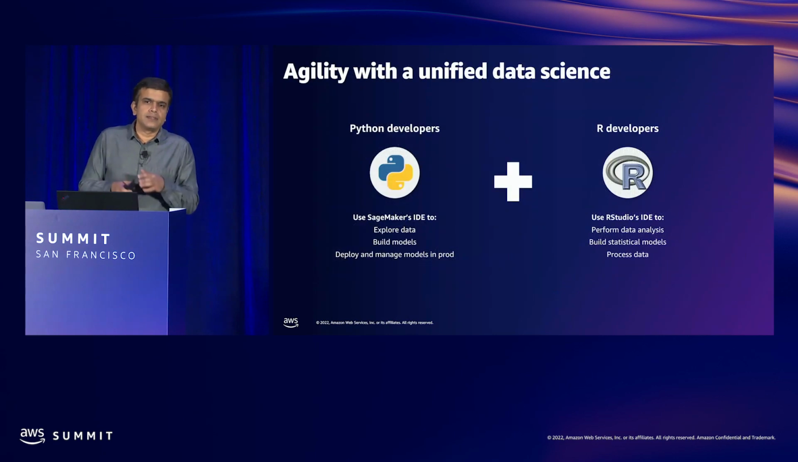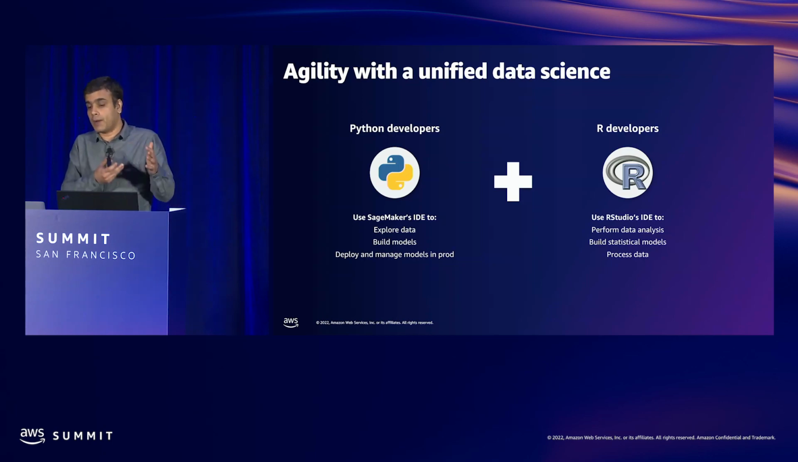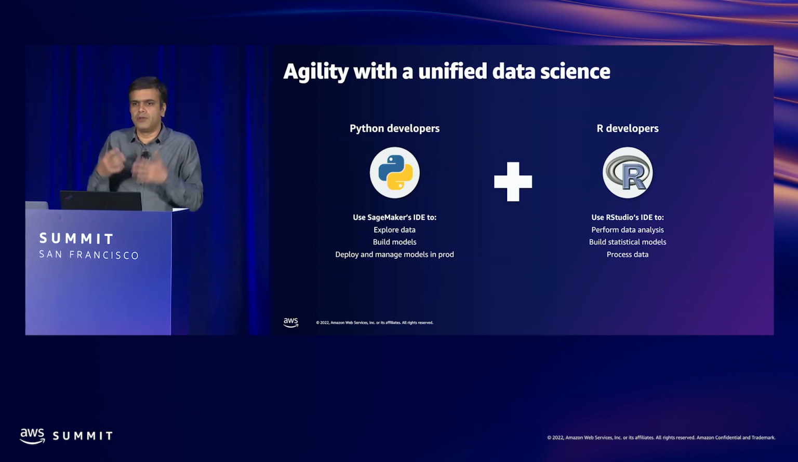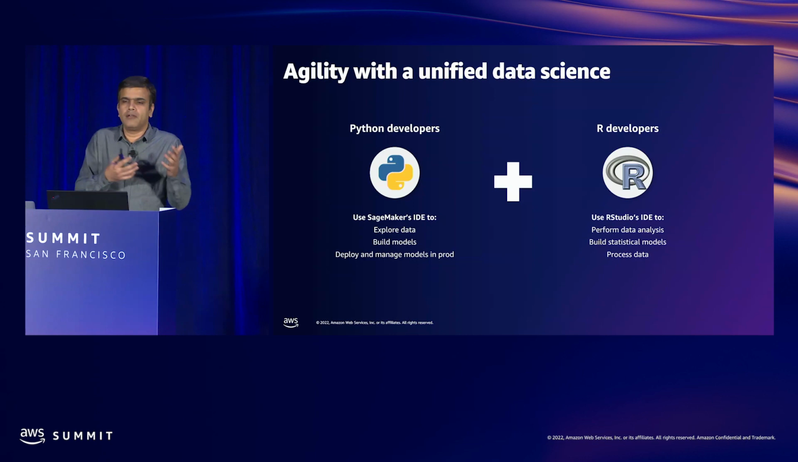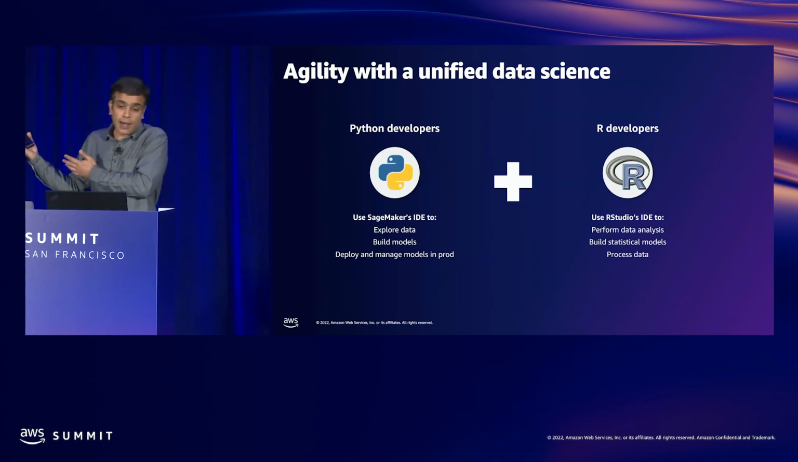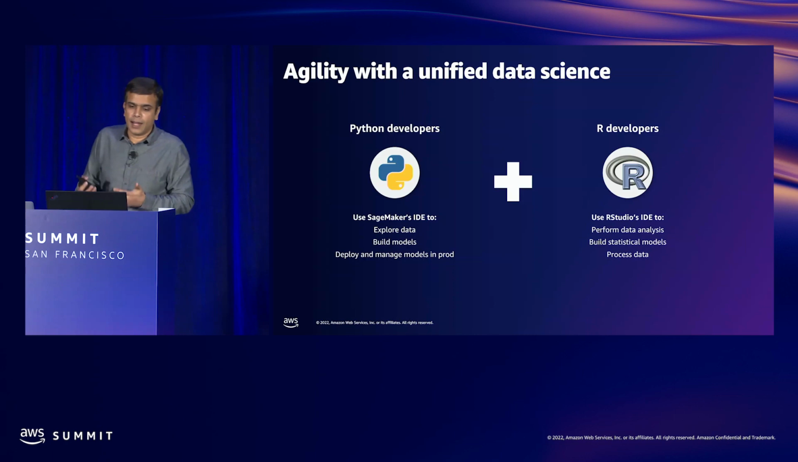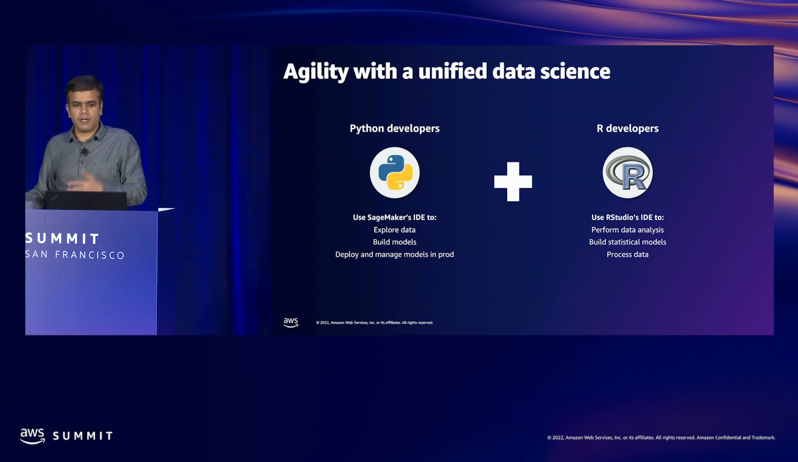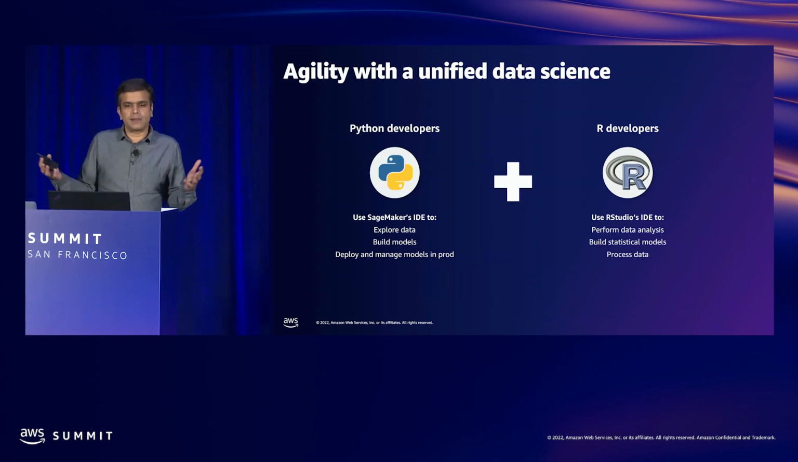The next aspect is the programming language itself. We hear from customers that they want to use Python, but we also hear from customers that they want to use R for data science. Both are equally popular languages. SageMaker IDE allows you to use Python in a notebook environment. You can explore the data, build your machine learning models, and deploy them. If you're an R developer, you can use RStudio, which is a popular IDE for R, and then you can perform your data analysis and statistical modeling using an R environment. The good part is both of these can now be used in SageMaker.